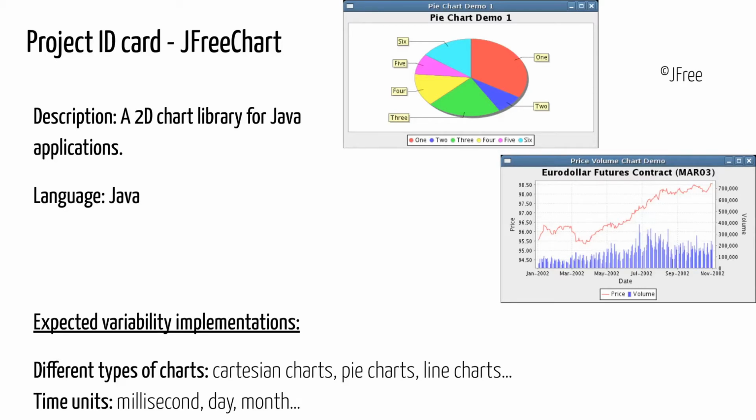JFreeChart is a 2D chart library written in Java, which allows one to draw different types of charts, such as pie charts or line charts, for example. These different types of charts represent domain variability that we expect to identify in this codebase. Same goes for the different time units that are also used in some charts, such as the chart shown here. Let's see if symfinder is able to identify these variability implementations.